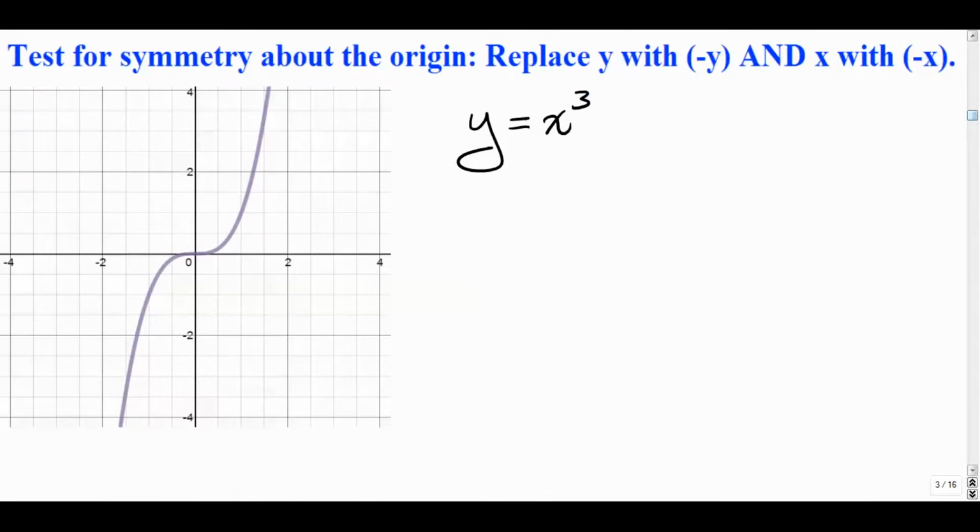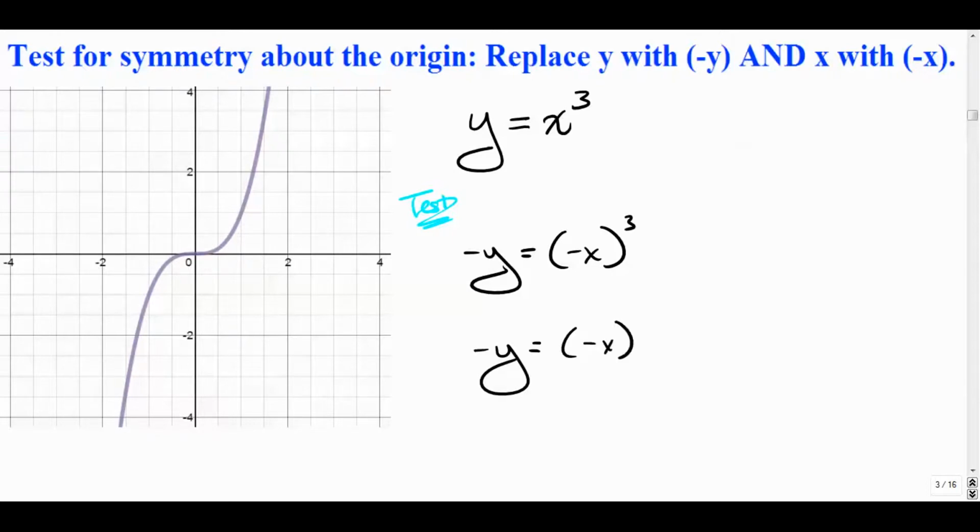Now to test origin symmetry, we replace both y with negative y and x with negative x. And let's see what we get. So if we test this, negative y and then negative x to the third, and we're seeing if these are the same things. Well, negative x to the third is actually expanded out to be this. So it's negative y is equal to, let's see, positive x squared times negative x. That's negative x to the third. Both sides are negative, so let's make both sides positive.